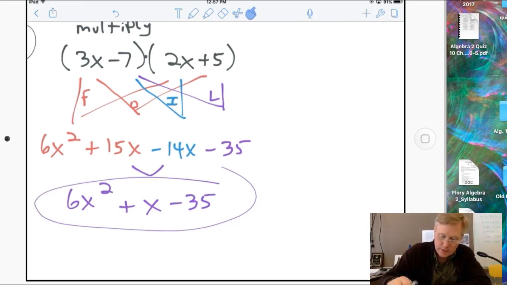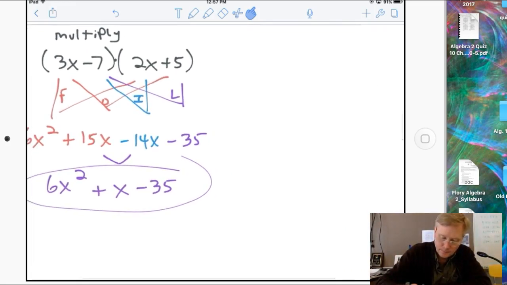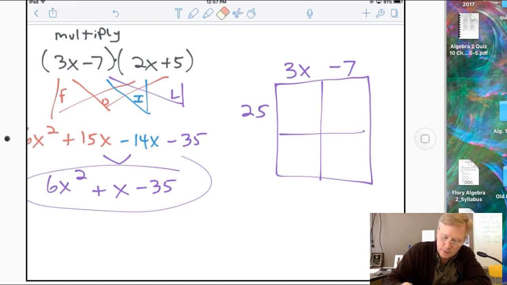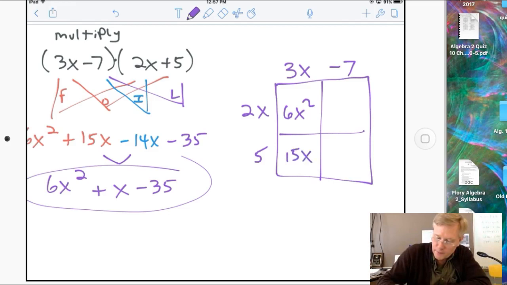Or you could have done it with a box technique. 3x minus 7 and 2x plus 5. Multiply, you get 6x squared there. 5 times 3 is 15x. Over here is negative 7 times 2x is negative 14x. Negative 7 times 5 is negative 35.